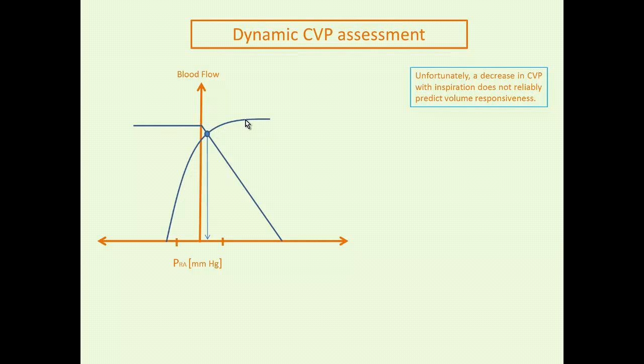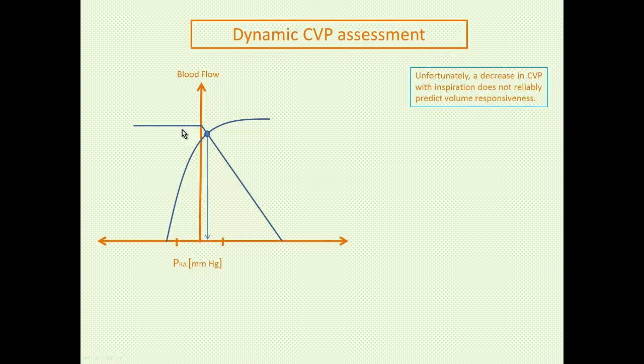So the closer you get to the plateau portion of the curve, the less volume responsive they're going to be. If you're very close to that plateau portion, you may get a change in CVP with respiration. But if you were to volume load this patient, they wouldn't get very much cardiac output at all. And so you'll have a decrease in your CVP with a spontaneous inspiration in this patient, and this physiology will be accentuated if you're very close to the plateau portion of the venous return curve.